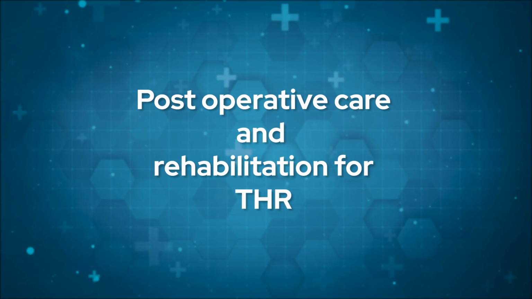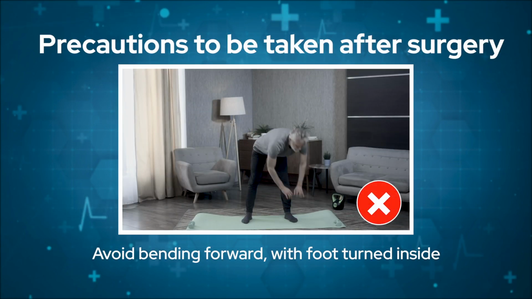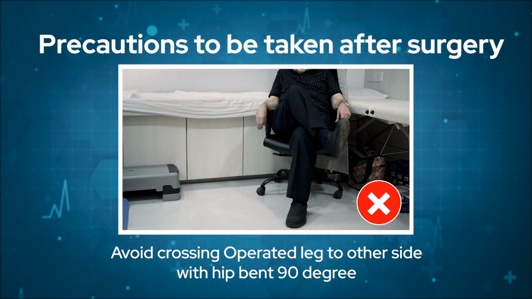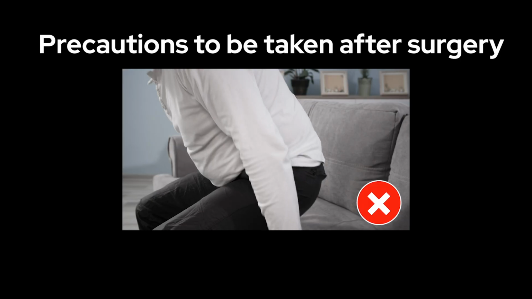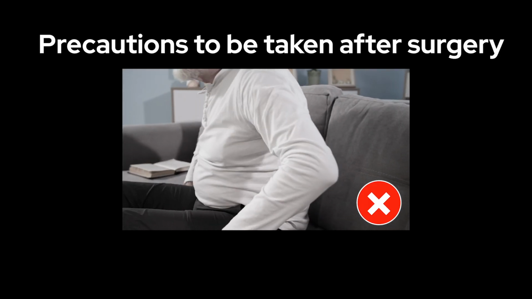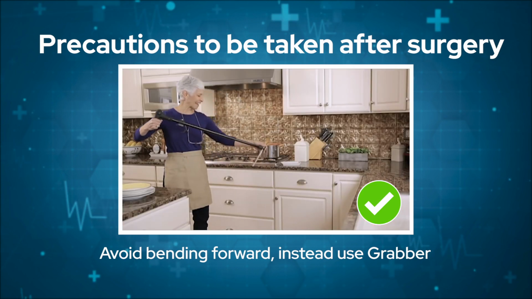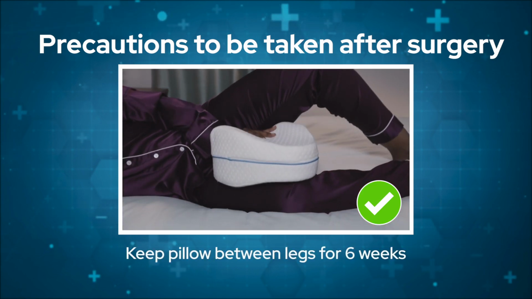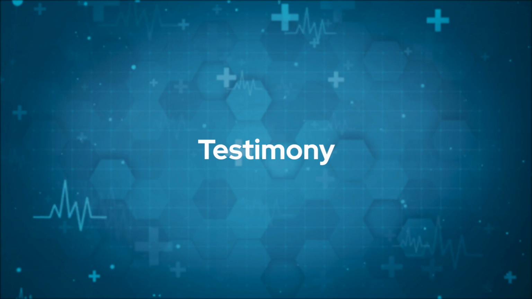Any operation needs proper care and rehabilitation. Let's know more about how you should take care of yourself. Avoid bending forward with foot turned inside. Avoid crossing the operated leg to the other side with hip bent 90 degrees. Avoid floor and low chair sitting. Avoid bending forward, instead use a grabber. Keep a pillow between legs for 6 weeks. Use a high commode extension.